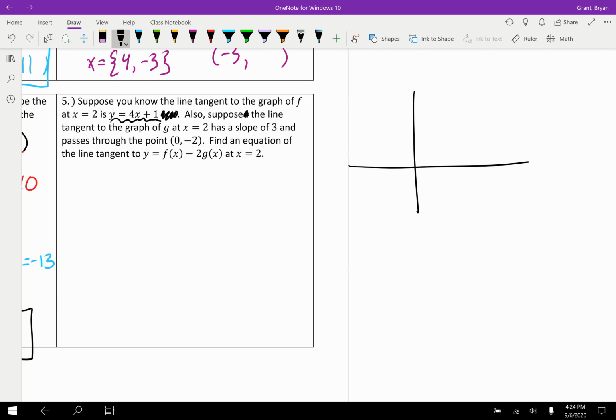So here is x equals 2. I have no idea what the graph of f looks like. It doesn't really matter. But I know a couple things about what happens at 2. First, there's a tangent line there, 4x plus 1. That starts here and it goes up 4 over 1, up 4 over 1, something like this. Here's my tangent line. That line, and this is y equals 4x plus 1, is tangent to the graph of f. Well, what does that mean then?